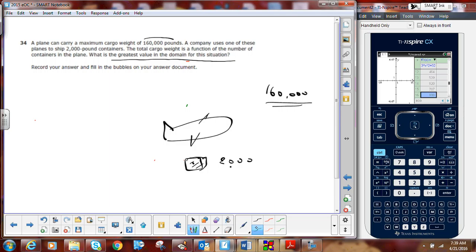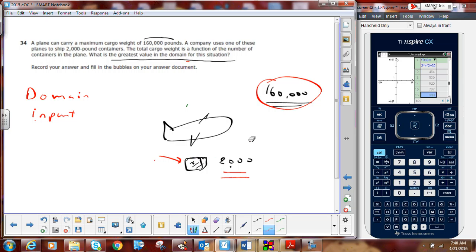So let's define the domain. The domain is your input. So what do you put in the plane? What's your input? I know the weight is your output. Based on the weight, you can fly or you cannot. But that's the output. So the number of containers will be your input, and the weight will be your output.